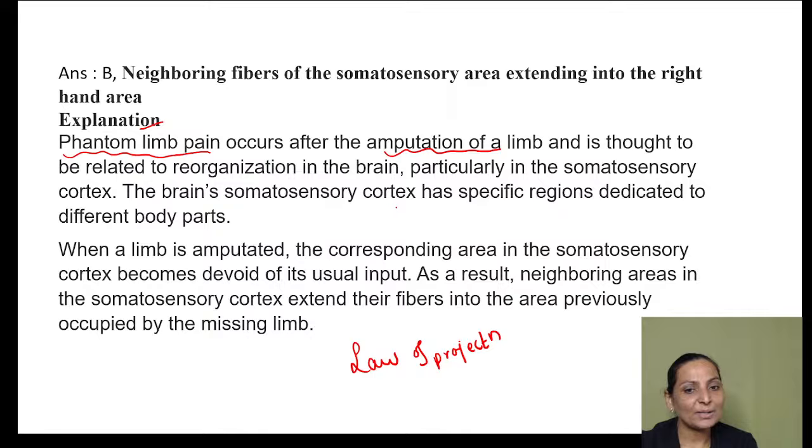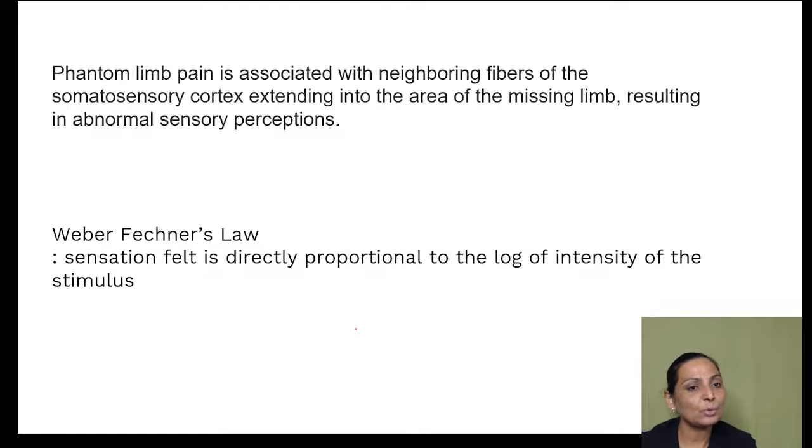The brain's somatosensory cortex has specific regions which are dedicated to different parts of the body. So when the limb is amputated, the corresponding area in the somatosensory cortex is devoid of its input. But due to this, the neighboring areas in the somatosensory cortex extend their fibers to the area previously occupied by the missing limb. So the law of projection contributes to this.